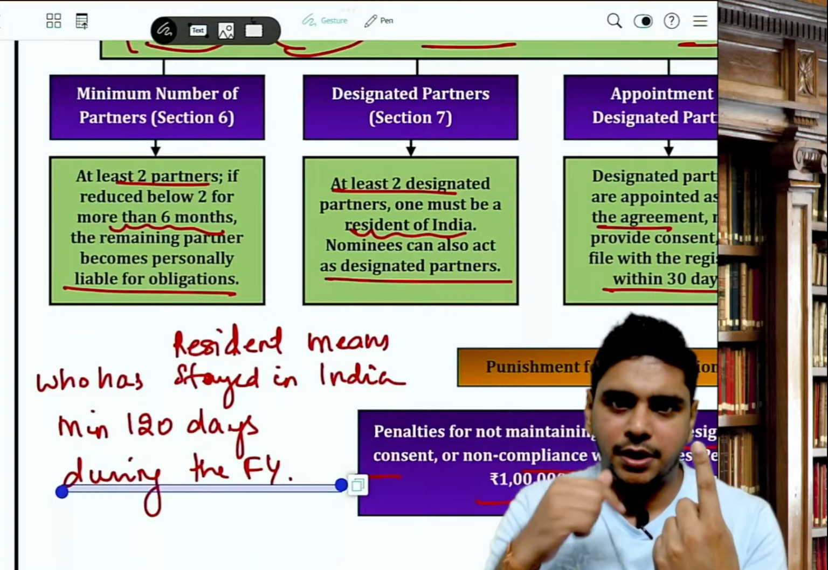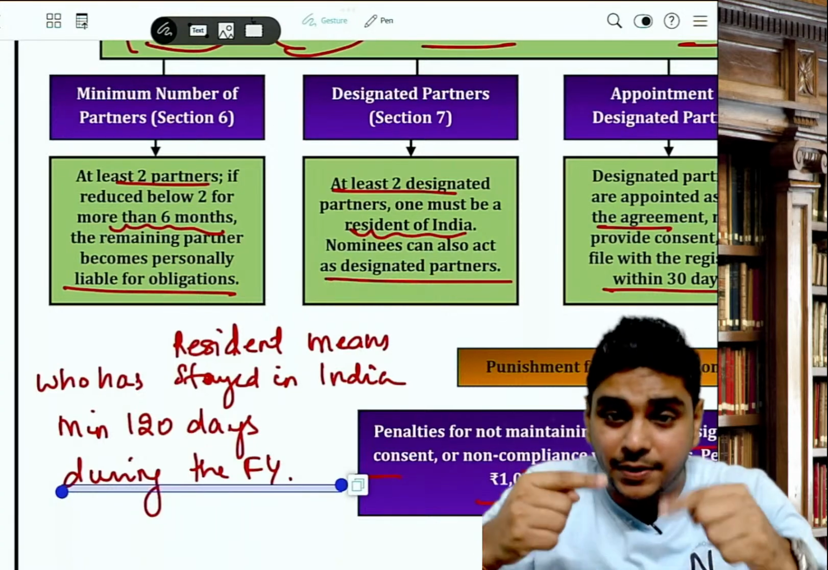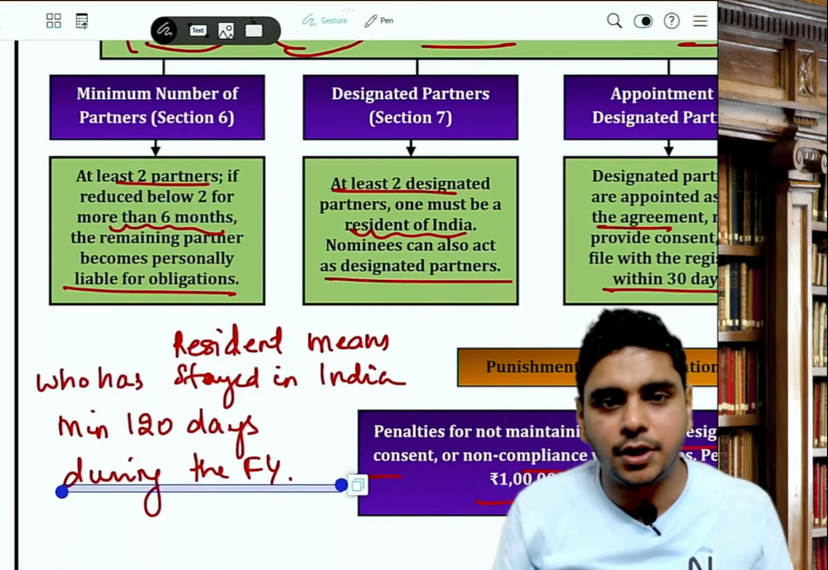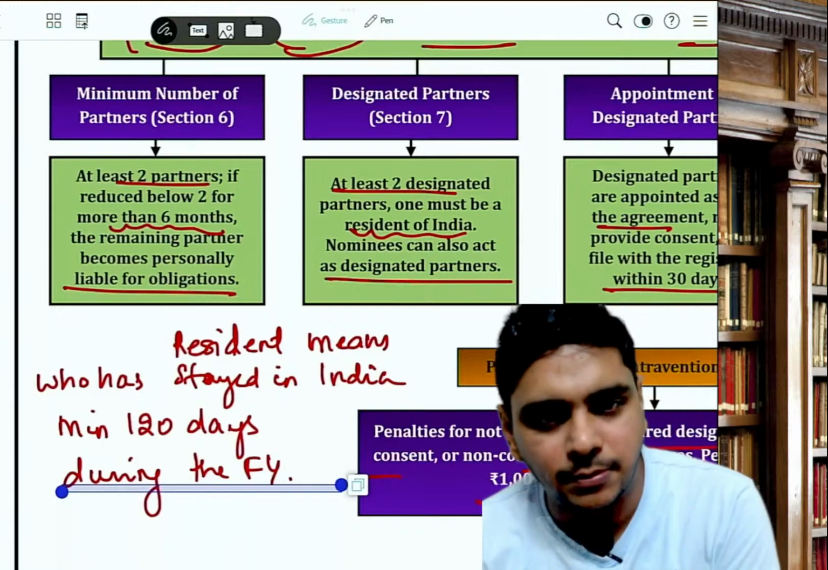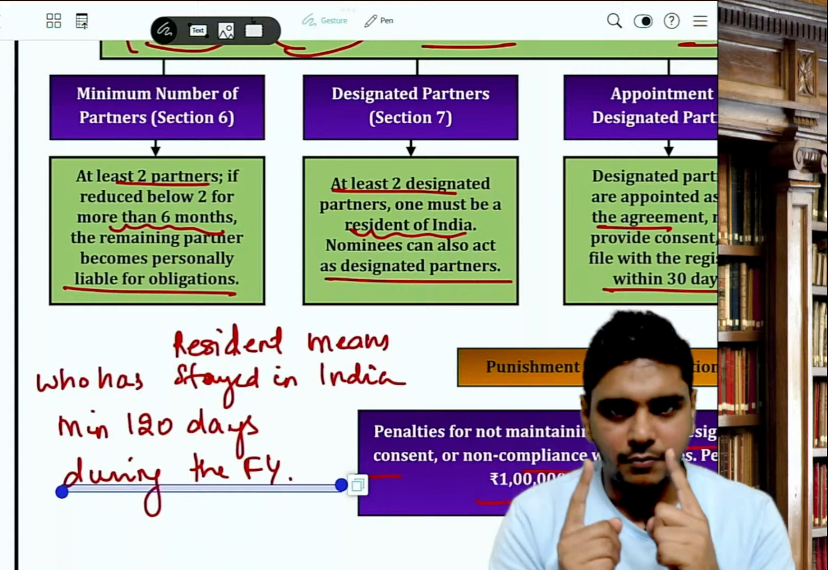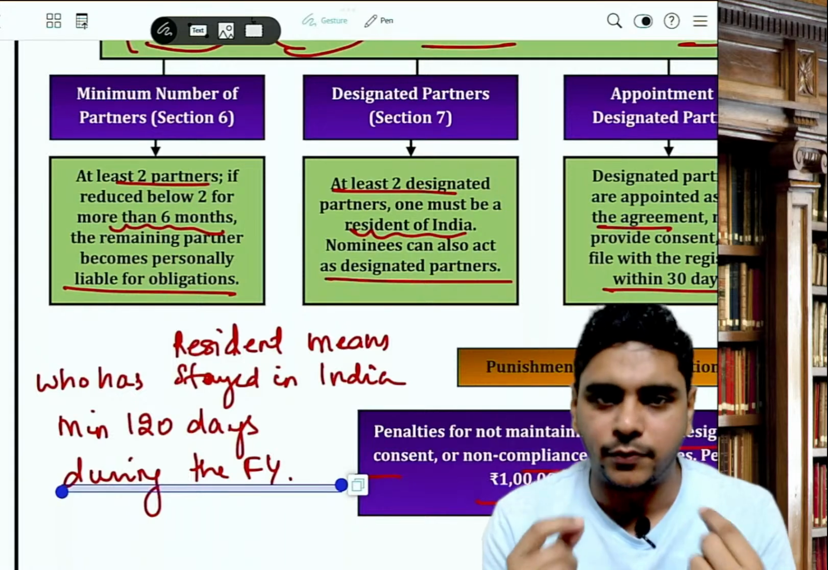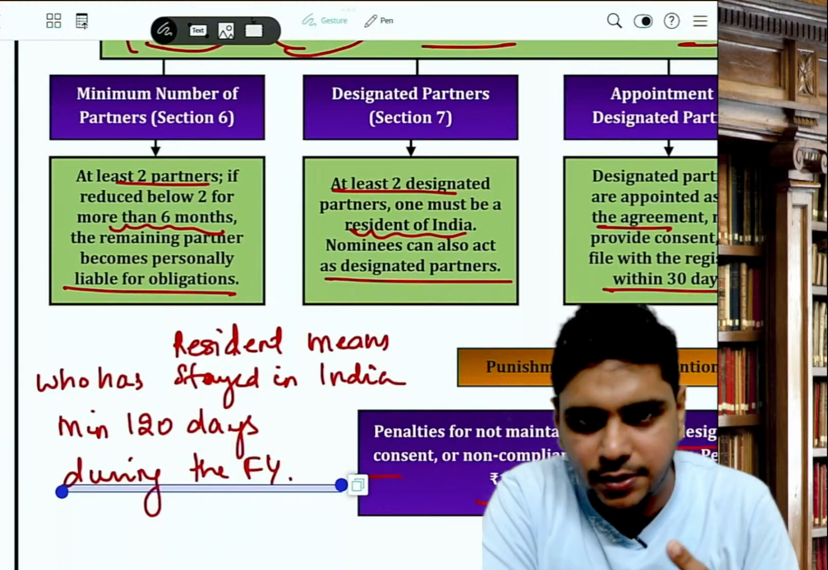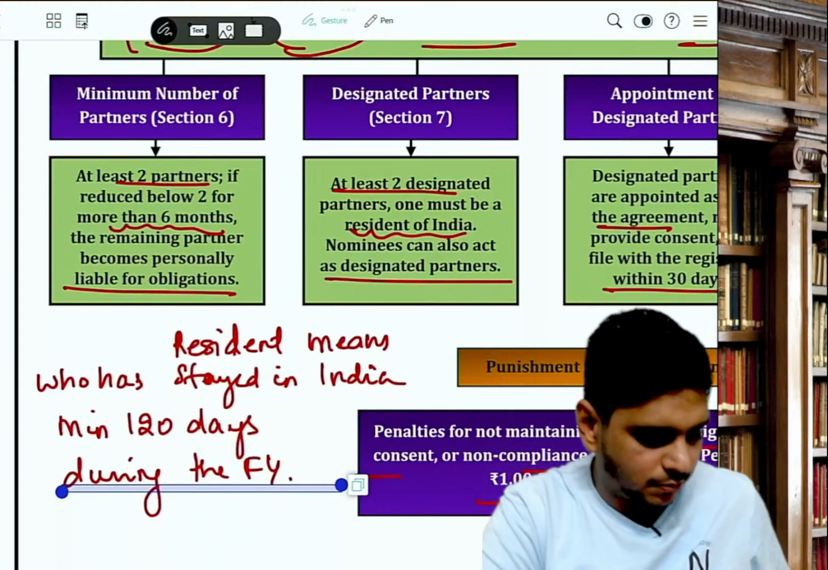One body corporate, another body corporate can become a partner. But these people will be designated. They will nominate one individual. That individual should be resident in India for minimum 120 days during the financial year. Remember 120 days. Okay.